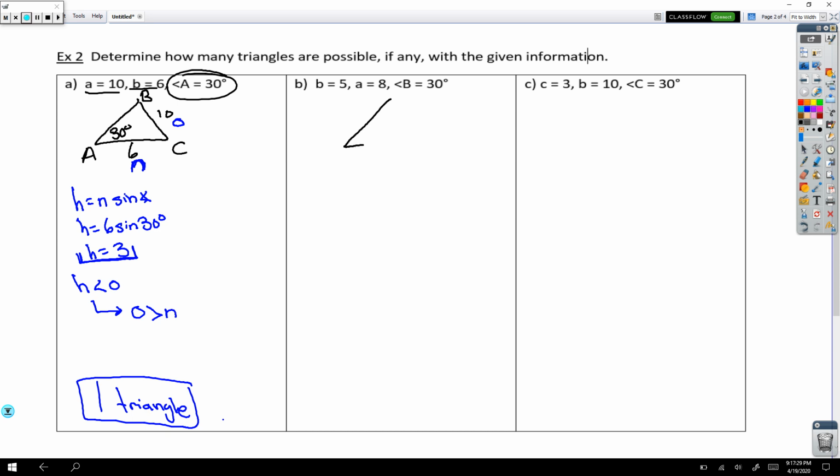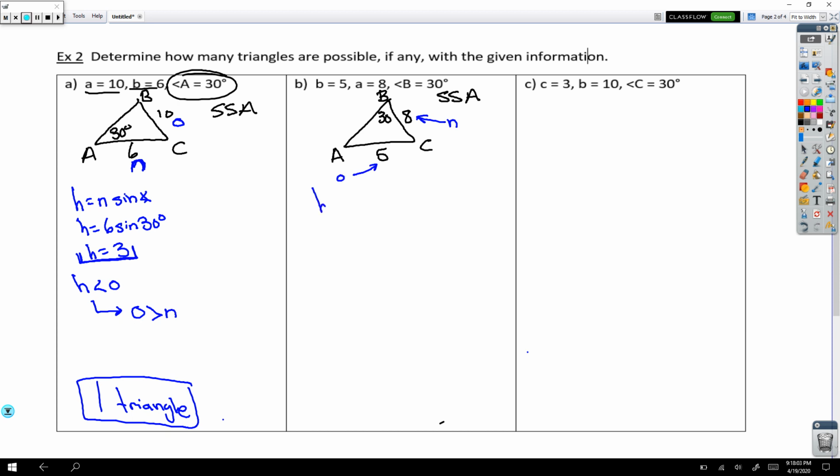Set it up. Side A is 8. Angle B is 30. Side B is 5. I don't know anything about C. So again, this would be side, side, angle, right? SSA. Sorry, I didn't say that in the first one. SSA, right? So here would be n, right? The adjacent side. Here would be the opposite side of my angle, so the O.